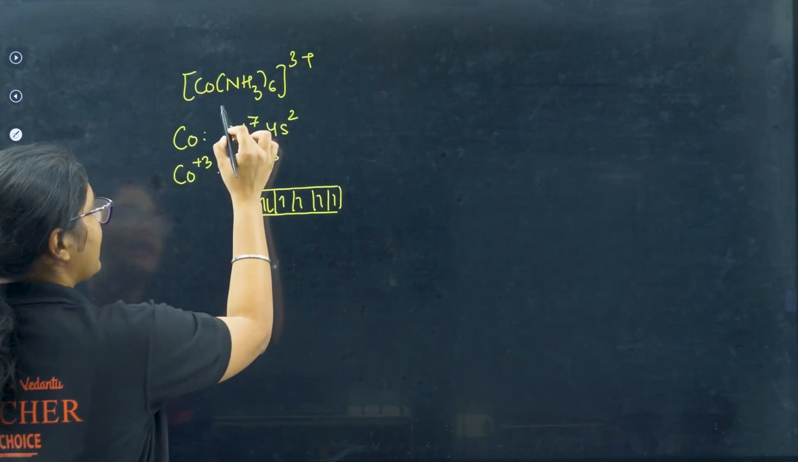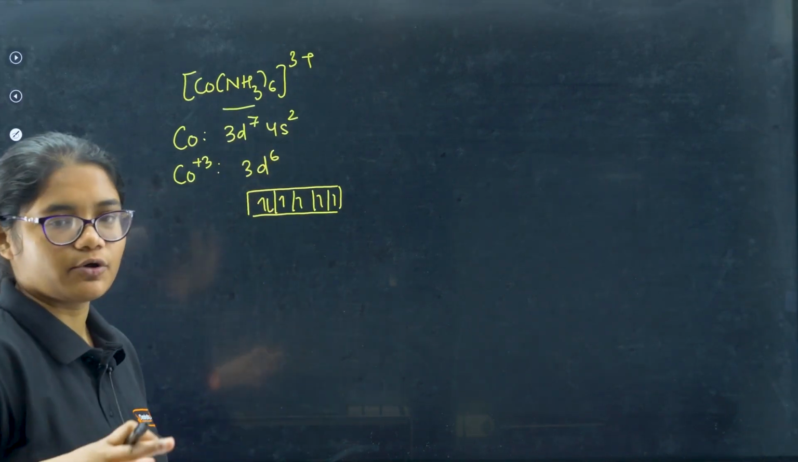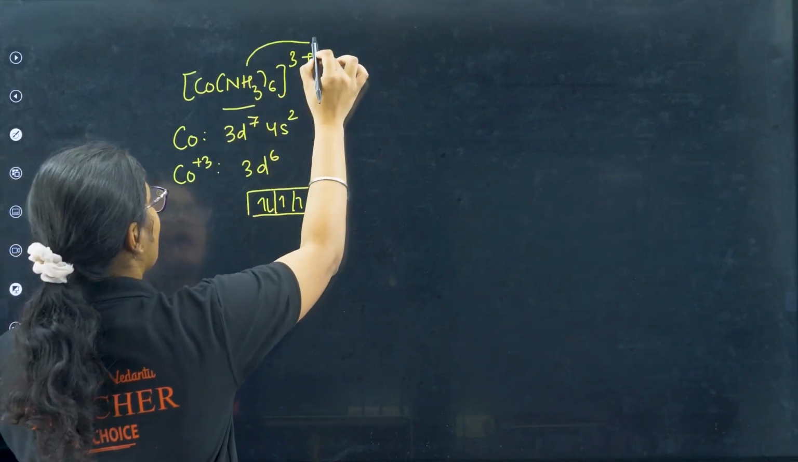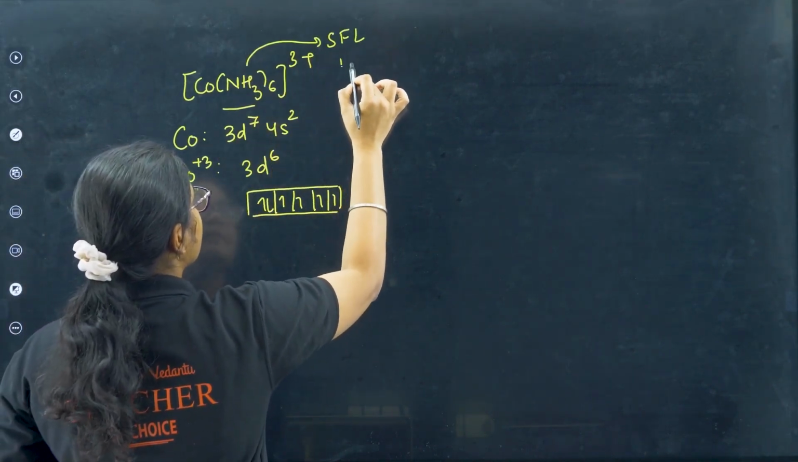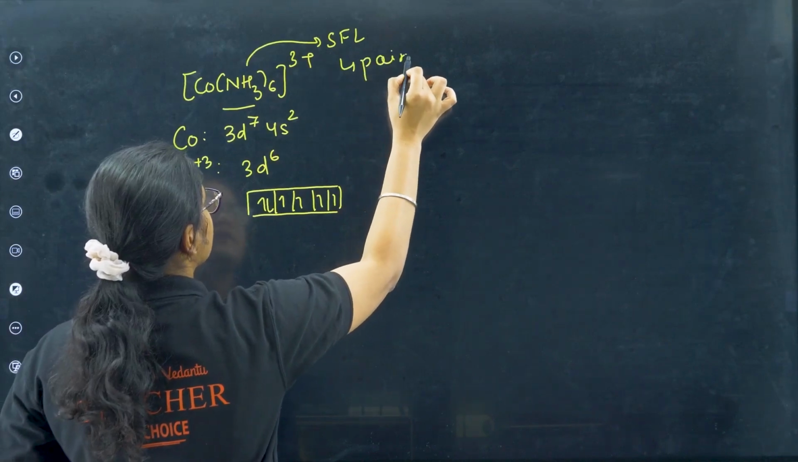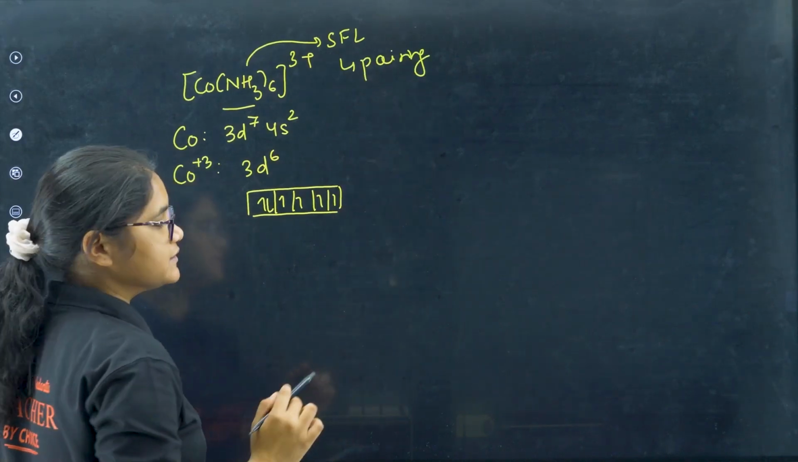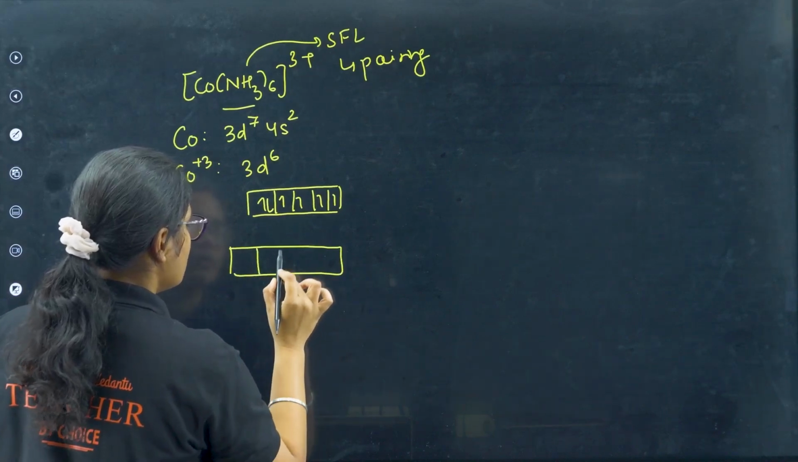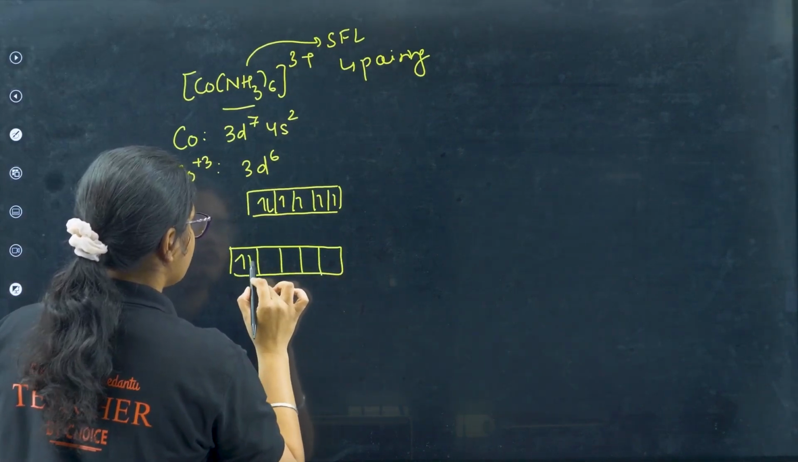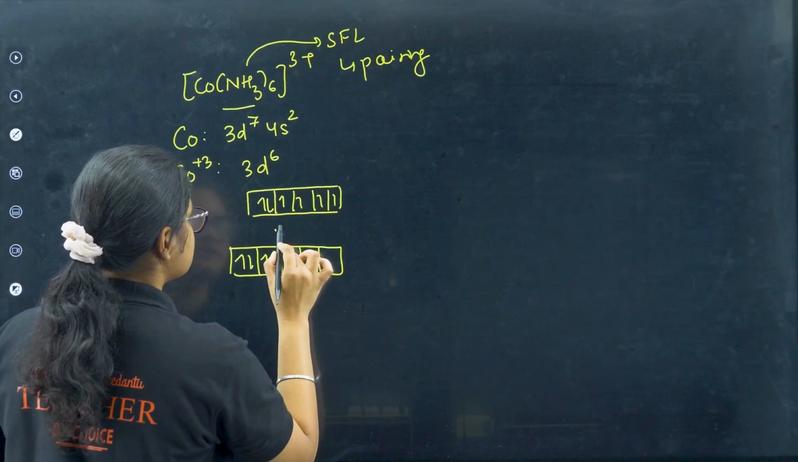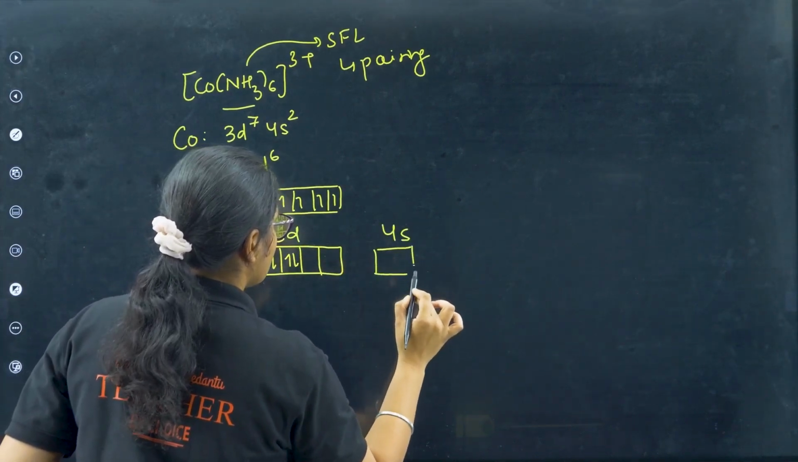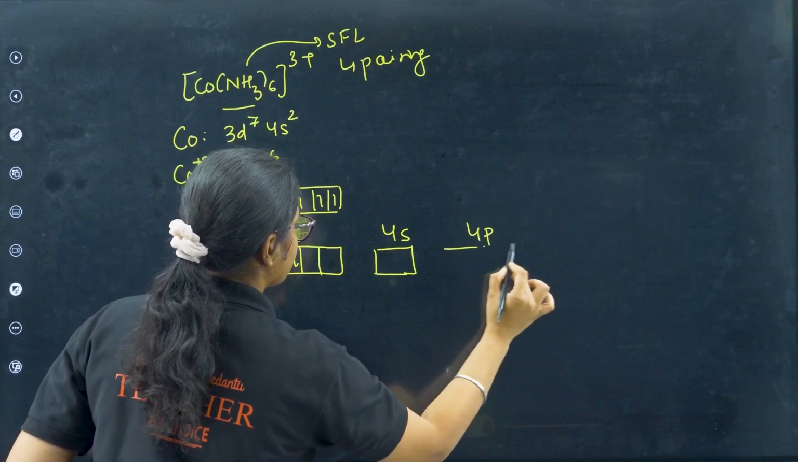Now what is happening here? NH3 is a strong field ligand. What a strong field ligand and a weak field ligand are, we will understand after some time. Just remember, if we have a strong field ligand, then pairing of electrons will take place. So all these 4 electrons will pair up. So I have now 3d, 4s, and I have 4p.